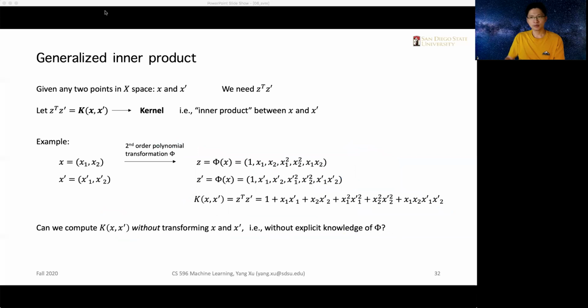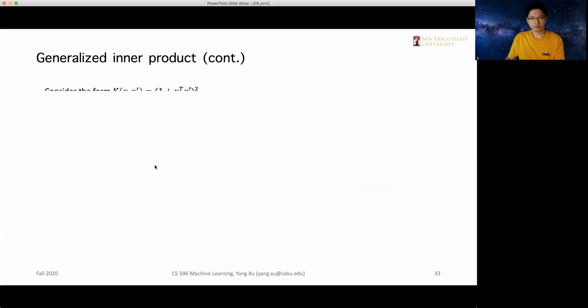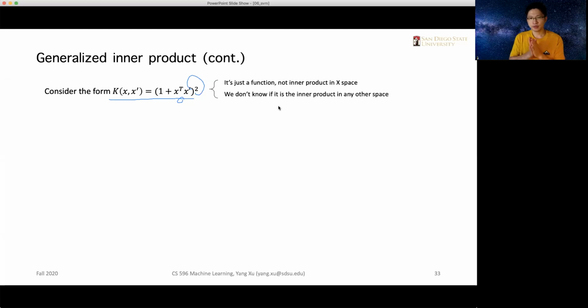Okay. So next we're going to show a more extreme example. Consider the form. The kernel function is defined like this: 1 plus the original inner product in X space, raised to the power of 2. It's just a function that we can use. We don't know yet if it is the inner product in any other space, but we're going to show that it is true. For example, if we expand this term, it'll give us a bunch of these terms.